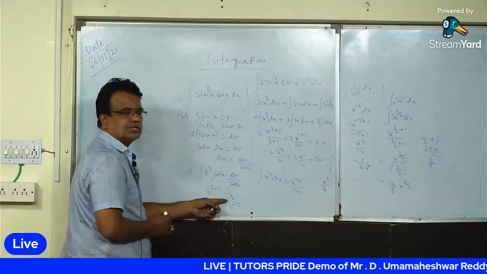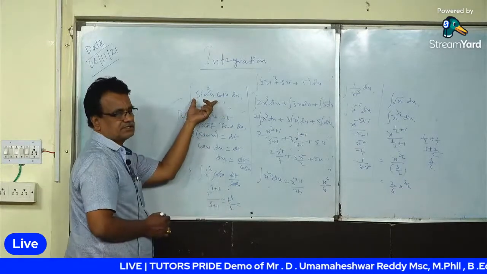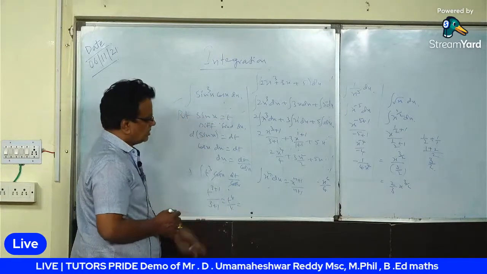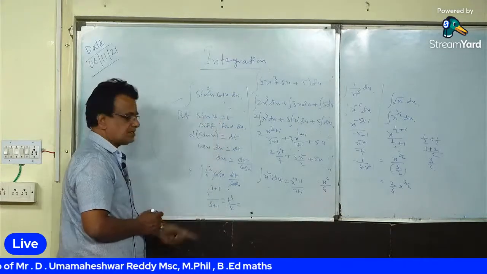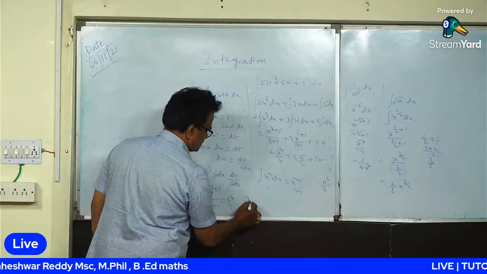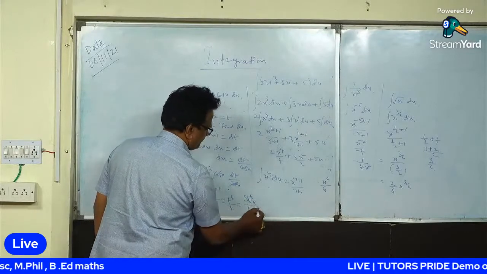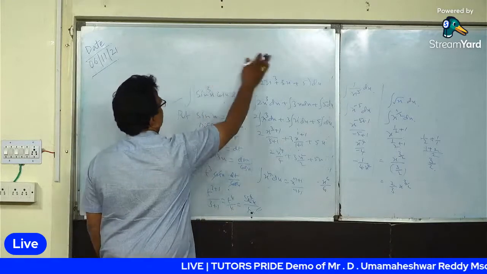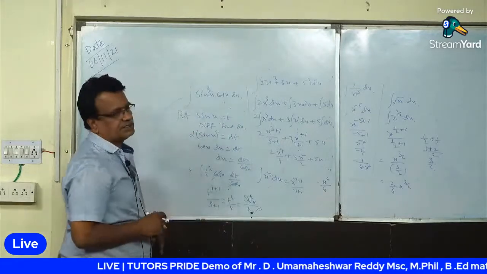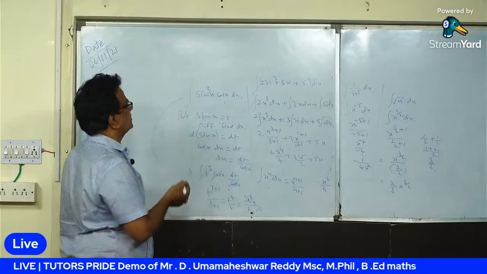What is t? Substitute it, because the answer should be in terms of x. When the question is in terms of x, the answer also should be in terms of x. So substitute: t is sin x. So it is sin power 4 x by 4. This is integration by substitution.